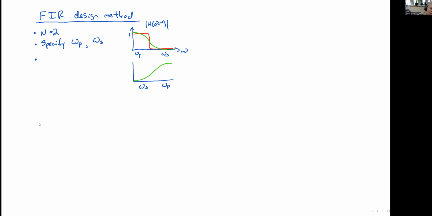So let me tell you what the secret is. The H of z is going to be of the form alpha plus beta z to the minus 1 plus alpha z to the minus 2. These two alphas have to be the same, right? Because it's linear phase. So all you need to know is the formula to compute alpha and beta. And I'll give that to you in a second.